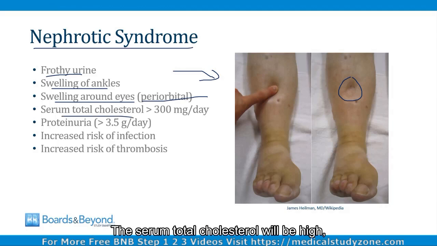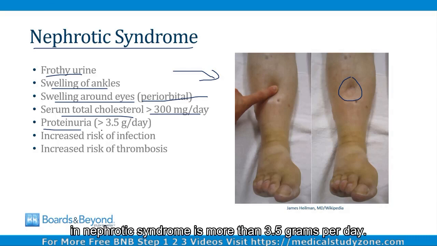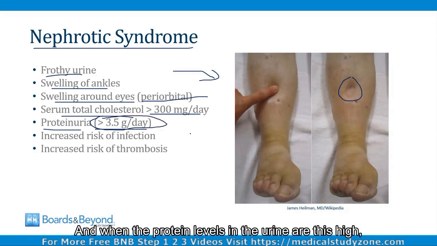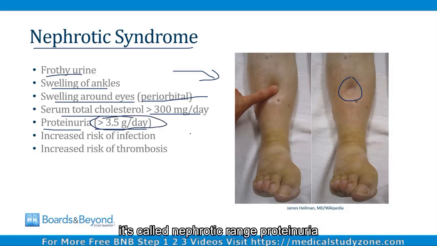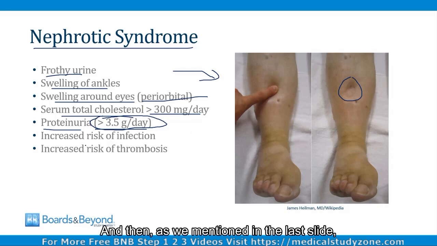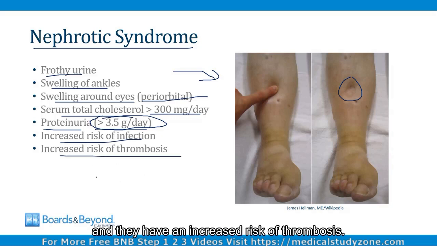The serum total cholesterol will be high, usually greater than 300, and there will be protein in the urine. And if you ask the patient to collect their urine for 24 hours, the classic number for the amount of protein in nephrotic syndrome is more than 3.5 grams per day. This is a very, very large amount of protein in the urine, and when the protein levels in the urine are this high, it's called nephrotic range proteinuria, because only the nephrotic syndrome usually causes protein levels this high in the urine. And then, as we mentioned on the last slide, these patients are at a higher risk of infection, and they have an increased risk of thrombosis.